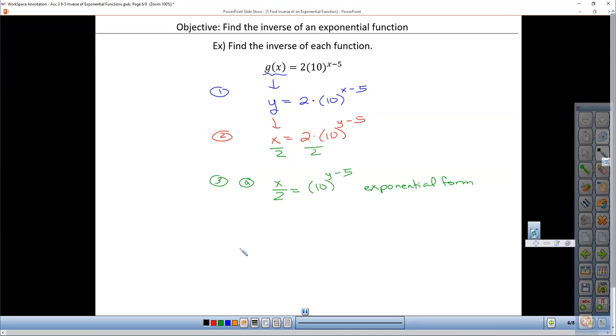Therefore, our next step, once we have created our exponential form, power equals a value, then we change it to the logarithm form. And the logarithmic form, logarithms are always equal to the exponent, which is the y minus 5. Over here I have my log symbol, and then the subscript, which is my base of the power, which is 10. So I have log base 10.